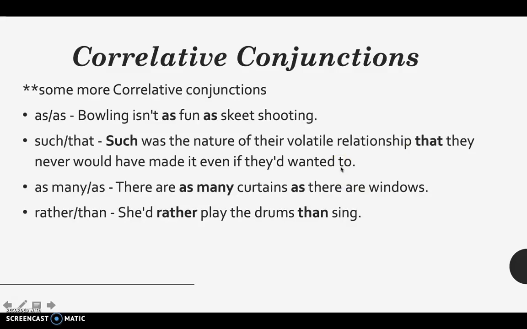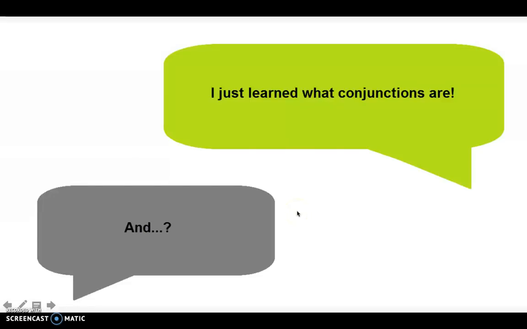So that one's not one you're going to use that much, but here's one that you are going to maybe use. She'd rather play the drums than sing. Rather and than are correlative conjunctions. So you need to look at the ones that are on your paper, and I would say that one's another one that you should know.